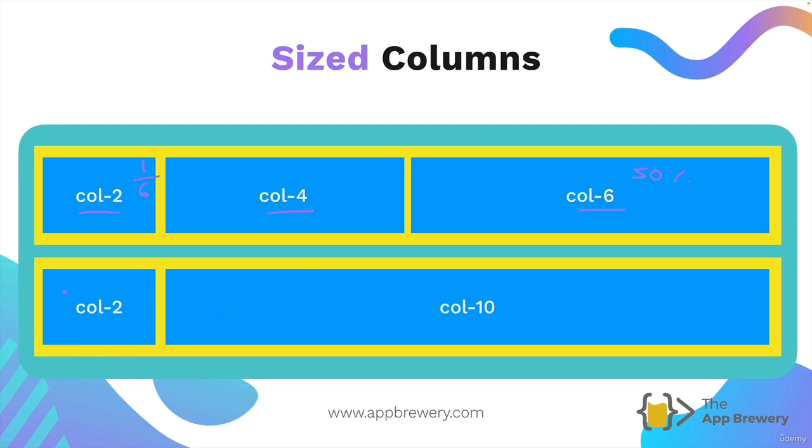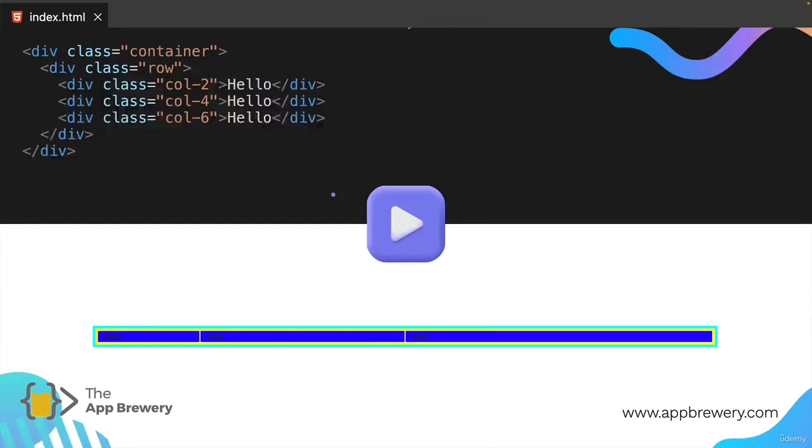So maybe you would have a navigation section on the left that you only want to take up 2 out of 12 width, and then the main content here maybe could take up 10 out of 12 of the width, and so on and so forth. And this is a really, really easy and intuitive way of sizing your content using Bootstrap. And this is what the code would look like.